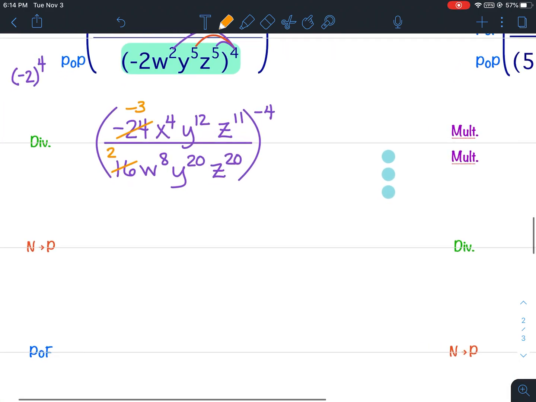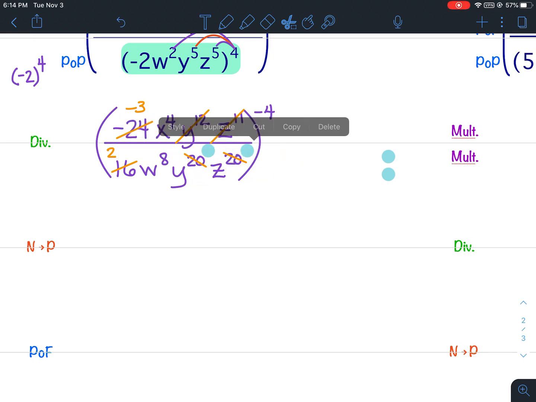All right. Now to divide my variable terms. Y to the 12th is the smaller exponent, so I need to find the new exponent for the y in the denominator. Z to the 11th has the smaller exponent, so I need to find the new exponent for the z in the denominator. When you divide, you subtract. So subtract the larger exponent minus the smaller exponent to get your new exponents. And then after you divide, you always rewrite.